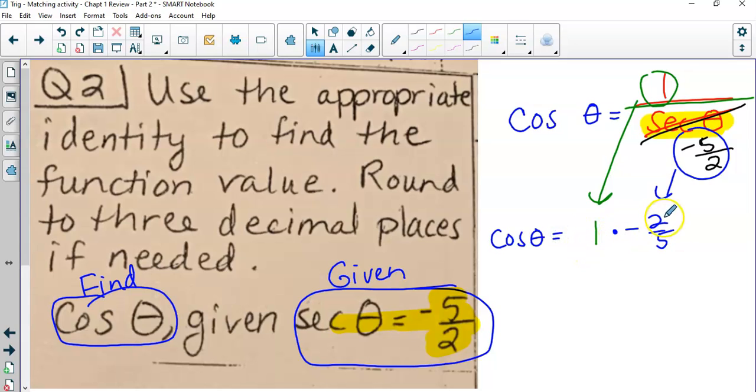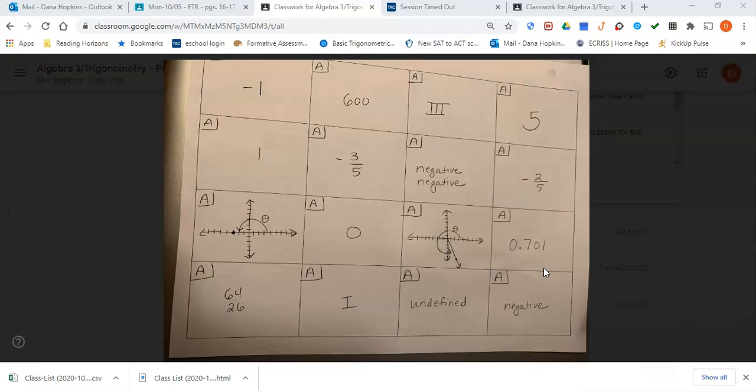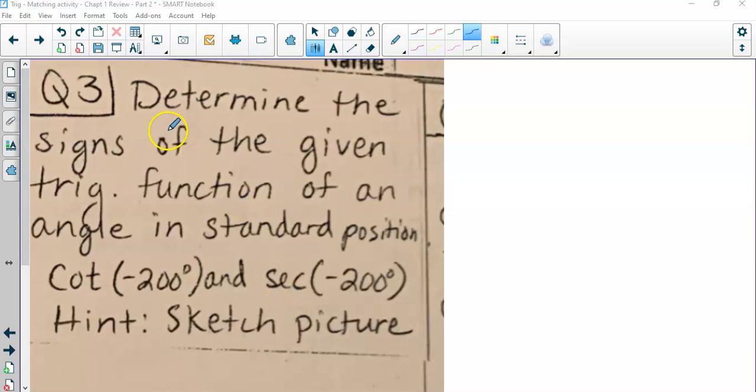Okay, 1 times negative 2/5 is negative 2/5. I can check my answer on the answer sheet. Here it is. Here's a negative 2/5, so it checks out. Question 3, determine the signs of the given trig functions. And this isn't SINE, this is like positive and negative.